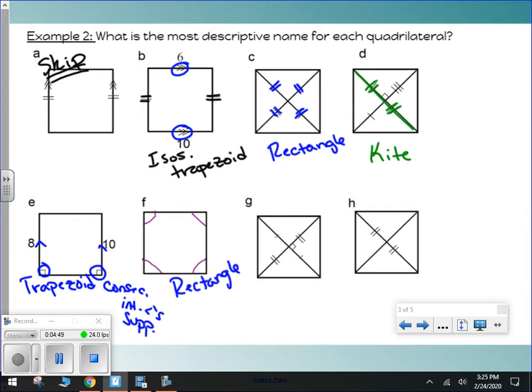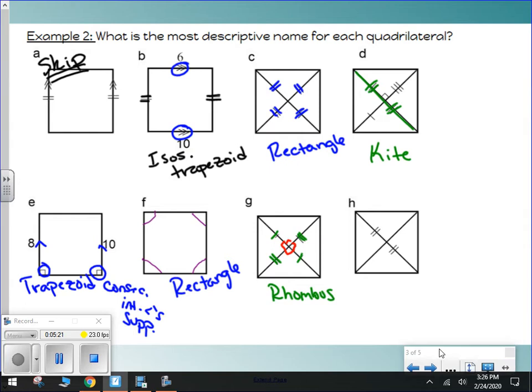In letter G, I have 90-degree angles, meaning that the diagonals are perpendicular. The only shapes that do that are a rhombus, square, and a kite. It is not a kite because both diagonals are being bisected. And since they're not all equal, it's not a square, so I'm left with a rhombus. All the diagonal segments would need to be equal if it was a square. And H is a kite because I only have one diagonal cut in half. It's the only information I have, so that is a kite.